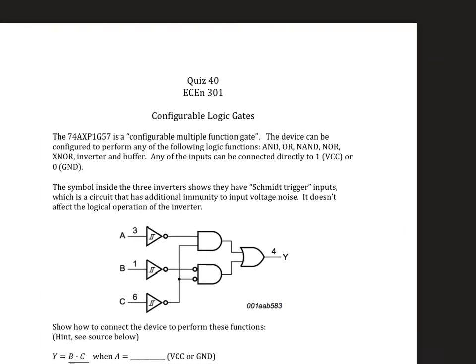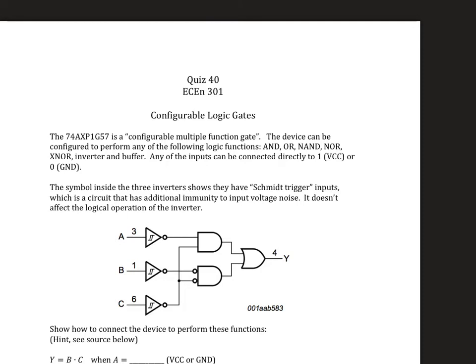Okay, this is quiz 40. And to be able to do quiz 40, we need to remember a couple of logic rules. So from slide 48, we have the following: x y bar plus y is equal to x or y. And then from De Morgan's laws, we have that (x or y) bar is x bar y bar, and (x y) bar is going to be x bar or y bar.